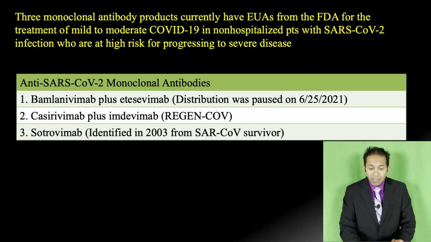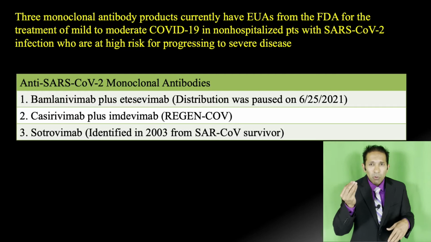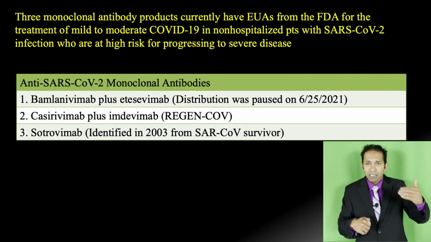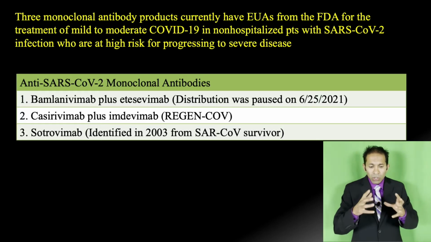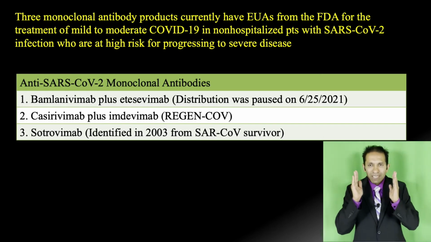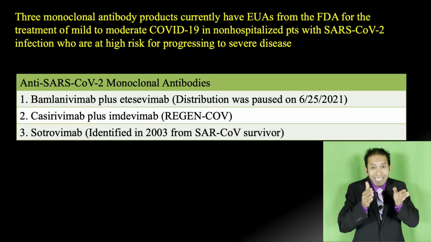And the third antibody is sotrovimab. This antibody was identified in 2003 from a SARS-CoV survivor. Okay. Now this number 3 antibody was first approved in UAE. FDA has also approved this antibody. So these 3 antibodies you can use in an outpatient setting in a patient who has mild disease, who has significant risk factors. Okay, significant risk factors for progressing to severe disease.